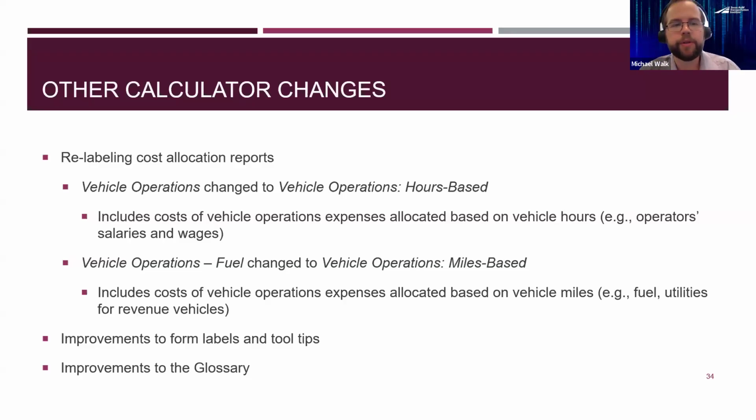Okay, so a couple last things just to be aware of. If you used these calculators in the past, we did label the reports. We did change the column headers for vehicle operations and vehicle operations fuel. They were changed to these two labels you see: vehicle operations hours based and vehicle operations miles based, to better represent the costs that are being allocated in those particular columns. We also made some other improvements, like to the glossary, to form labels, and other tooltips.